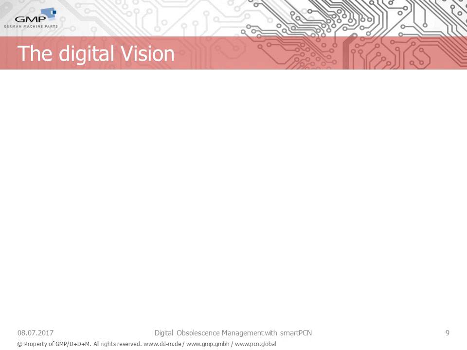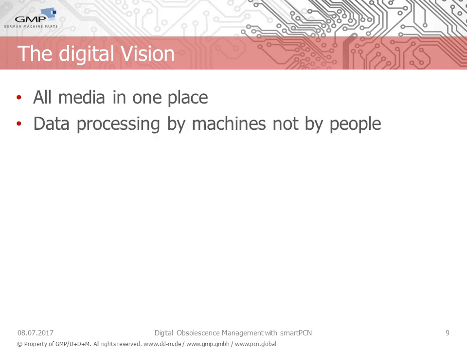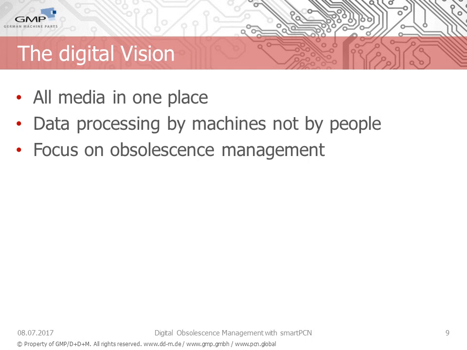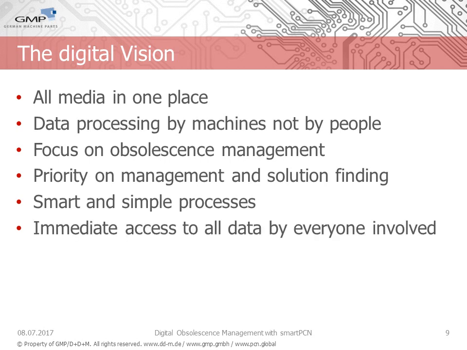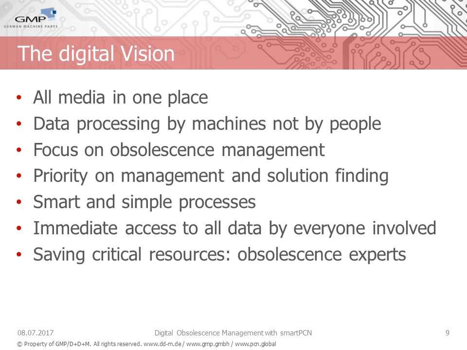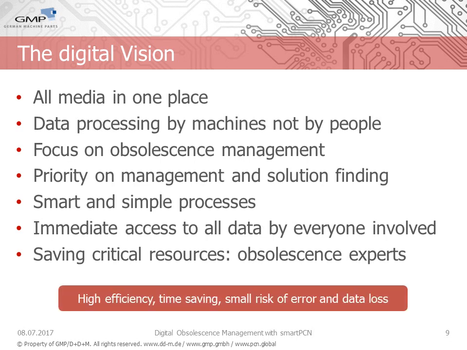The digital vision does have a lot of advantages. Because all media or PCN are in one place, the data processing is performed by machines, allowing people to focus on obsolescence management activities. It supports focusing on management as well as solution finding. Also, processes can be much smarter and be kept simple. Everyone who needs to be involved can have access to each PCN immediately, and it supports the critical resources of obsolescence experts. So in total, it is much more efficient, saves time and costs, and reduces errors and data loss as well.